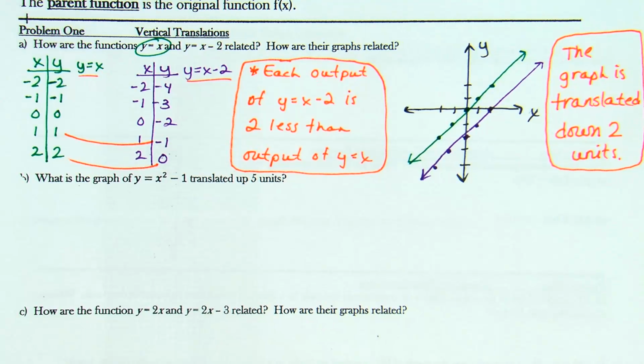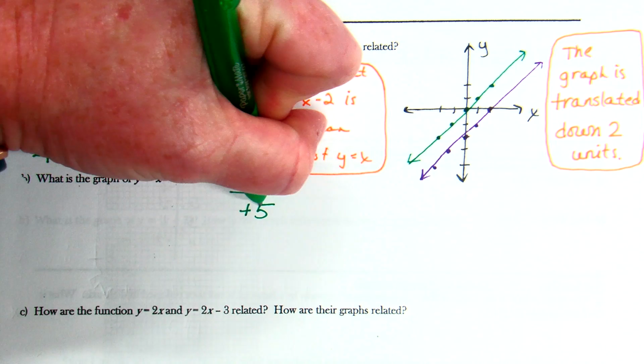So look at B. What is the graph of y equals x squared minus 1 translated up 5 units? So according to our chart up above, how do we translate something up 5 units? What do we do to the equation? Okay, if we're going to go up, you add c, right? What is my c value here? We're trying to go up 5, we're going to add 5. Okay, 5 is in place of the c.